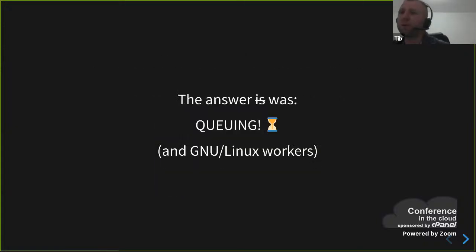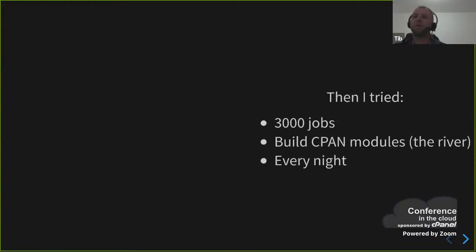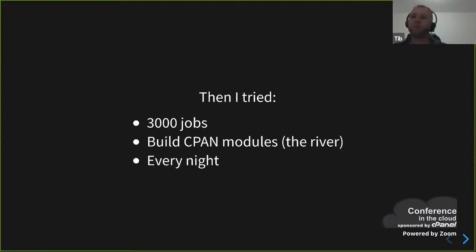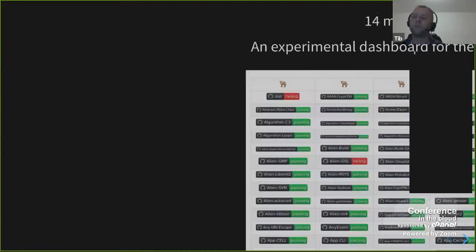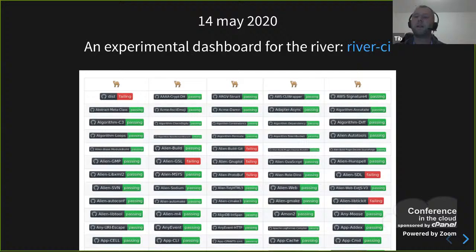And the answer was queuing. It means that you could start a lot of jobs, and maybe only 5 or 10 or 20 will be running in parallel, but all the others were just stuck and kindly waiting for their turn to start. So I tried 3,000 jobs, building and testing CPAN modules, the river, and doing it every night. And surprisingly, it worked without any issue. I called it River CI.